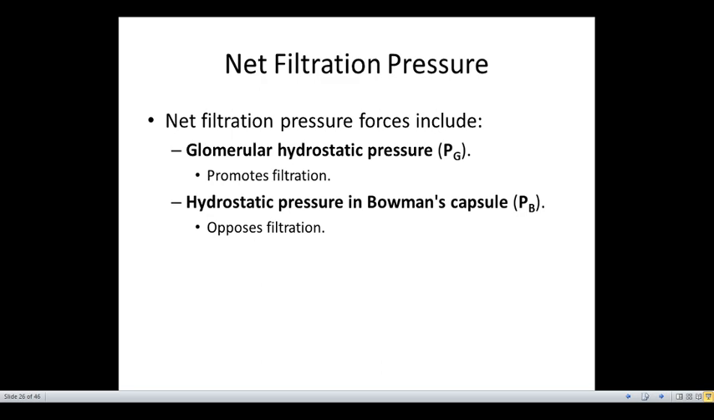Now let's review the forces which give us the net filtration pressure. Net filtration pressure forces include: number 1, glomerular hydrostatic pressure, denoted as Pg, and it promotes filtration across the glomerular capillaries into the Bowman's capsule. The second force is the hydrostatic pressure in the Bowman's capsule, Pb, and it opposes filtration from the glomerular capillaries into the Bowman's capsule.